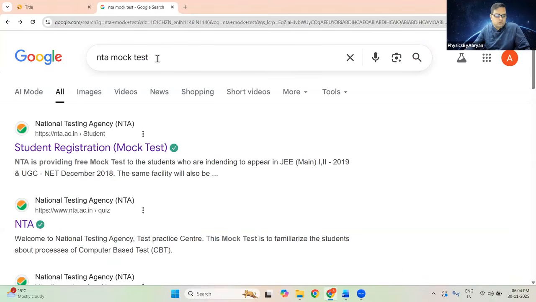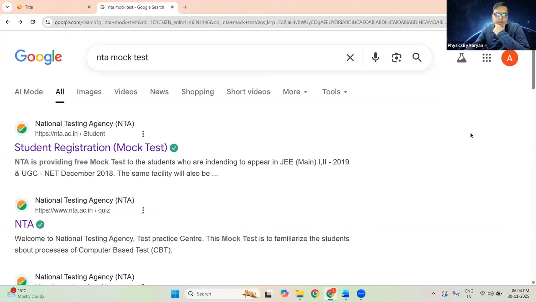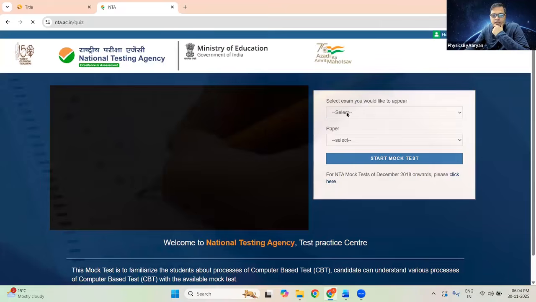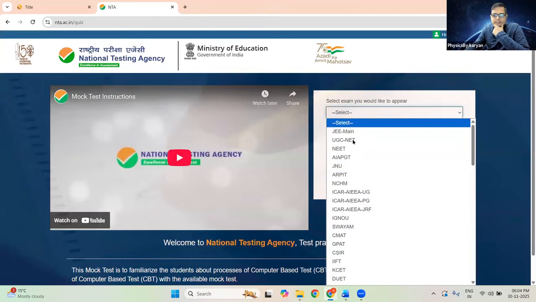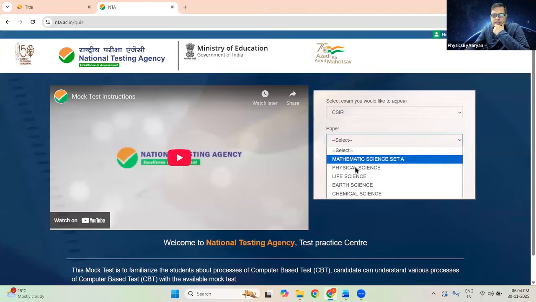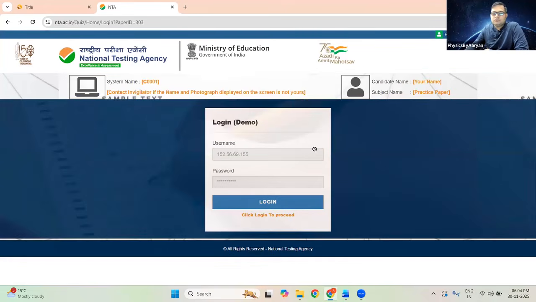Once you search on Google, you will find the NTA mock test. Everyone should do this activity. Once you go to the second link, you can select an exam, choose CSIR, then choose Physical Science, and start the mock test. I'm choosing this mock test so that you have an idea of how your exact mock test is going to look.